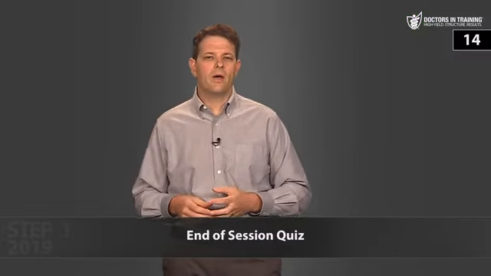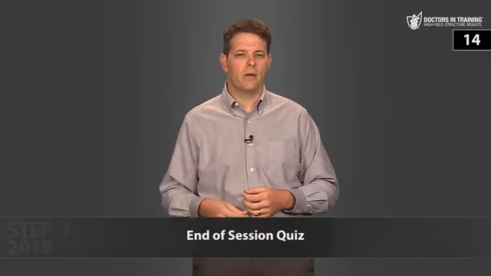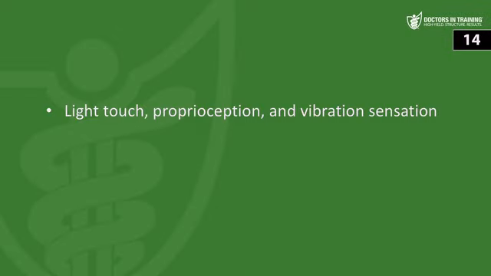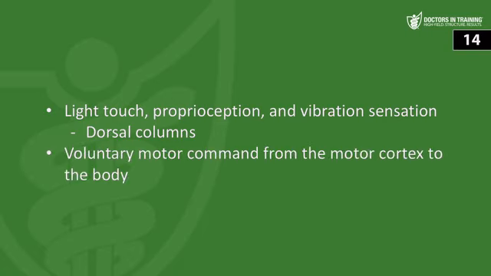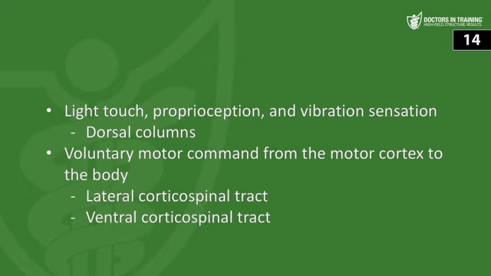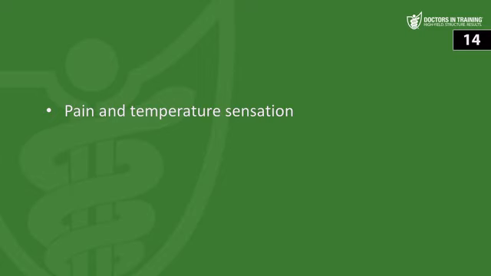Next, which spinal tracts convey the following types of information? Light touch, proprioception, and vibration sensation, that's the dorsal columns, which includes the fasciculus gracilis and the fasciculus cuneatus. Voluntary motor command from the motor cortex to the body is the lateral and ventral corticospinal tracts. Pain and temperature sensation is the lateral spinothalamic tract.